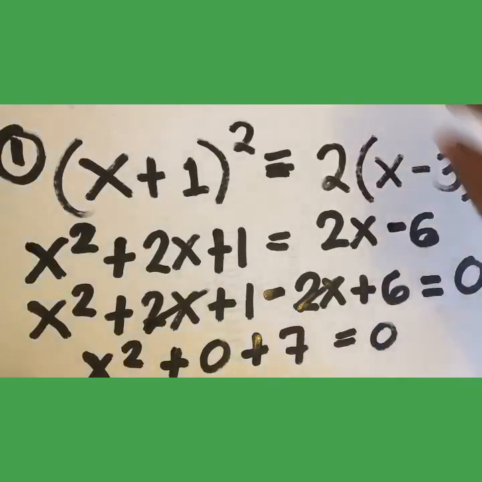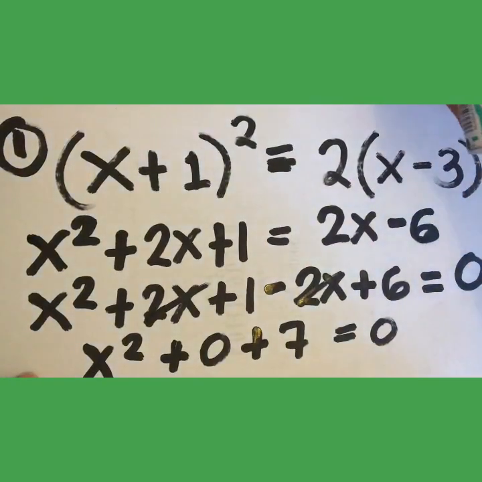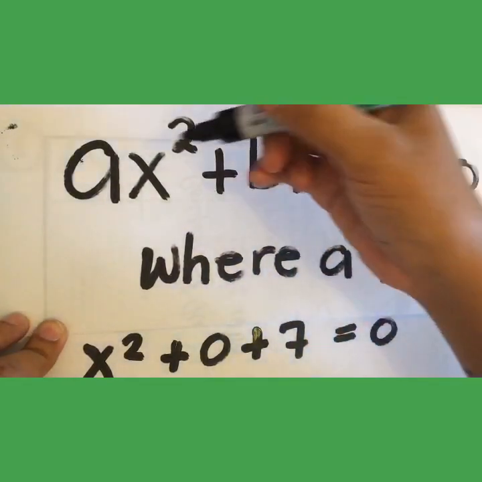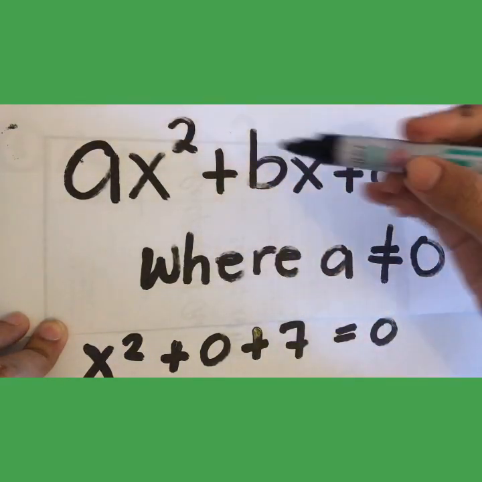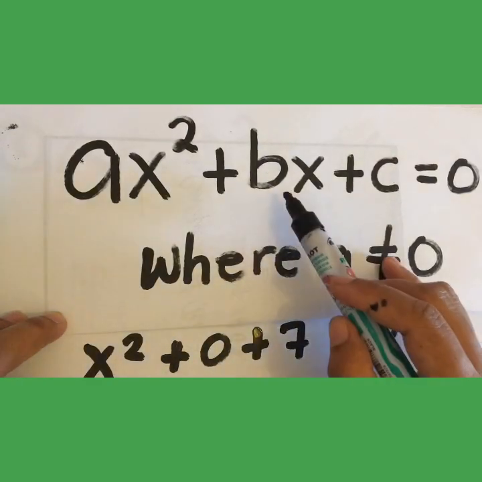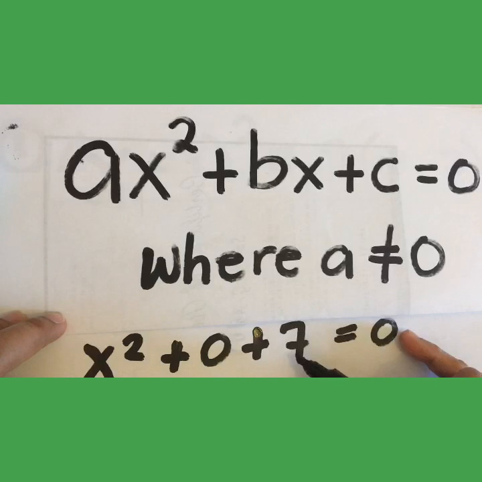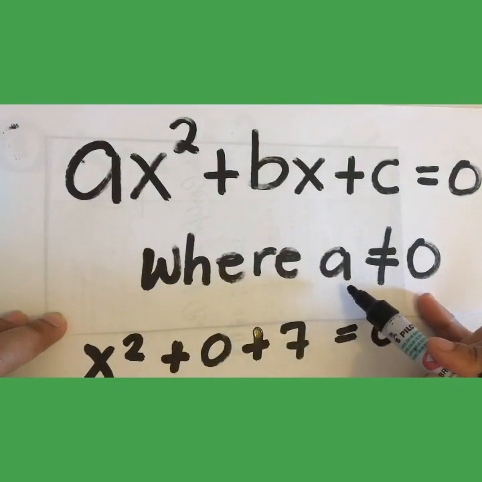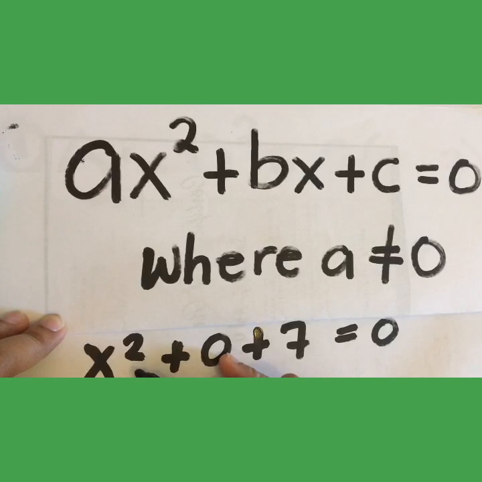Now, take a look. When we compare the equation that we got to the standard form of the quadratic equation, as you can see, our x squared here doesn't have a zero numerical coefficient. But our b here is 0 and our constant is 7. So does this make it a quadratic equation? Of course, yes. Because according to the rule, in standard form, as long as a is not equal to 0 and the highest degree is 2, it is a quadratic equation.